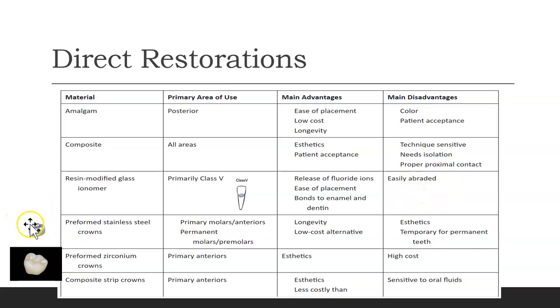We have the stainless steel crowns, which is good, but people don't like it because of its aesthetics. It's silver, it's not white. And it's also temporary. For permanent teeth, you can use it for primary teeth, but for permanent teeth, it's temporary. Then we have preformed zirconium crowns. They look like this. It's expensive, but it looks nice.